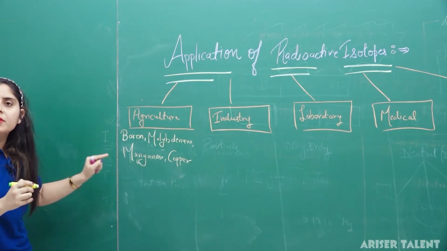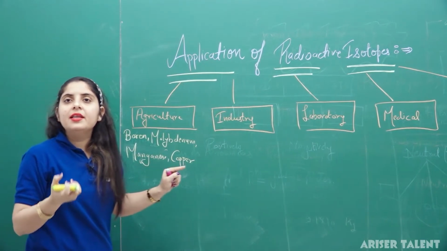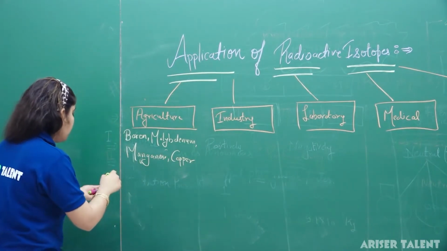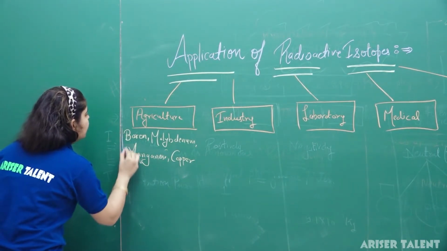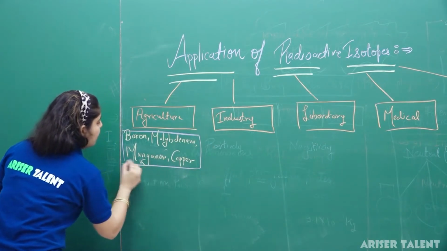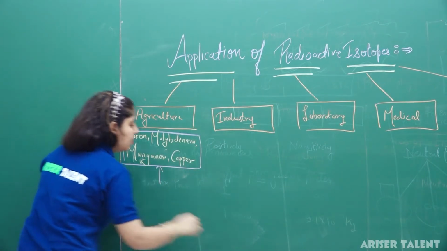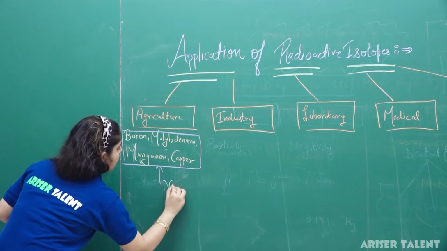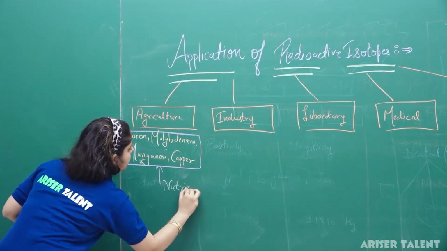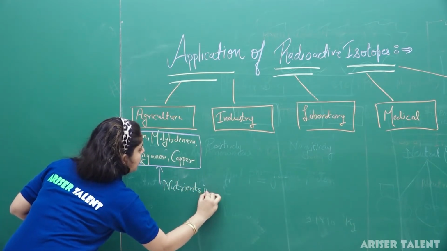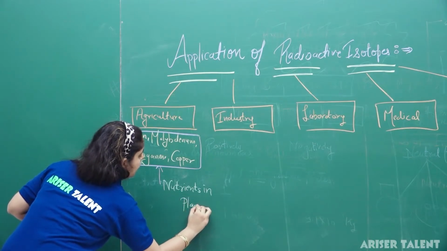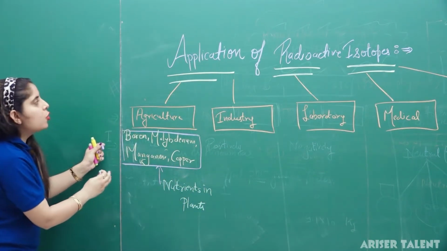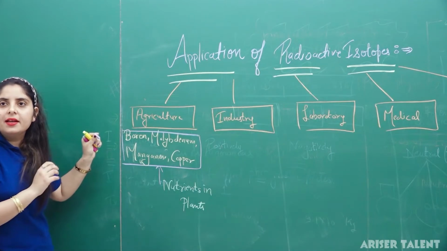These are few of the elements which will define the nutrient capability of a plant. So these elements will identify the nutrient in plants. So these isotopes are used in the field of agriculture.